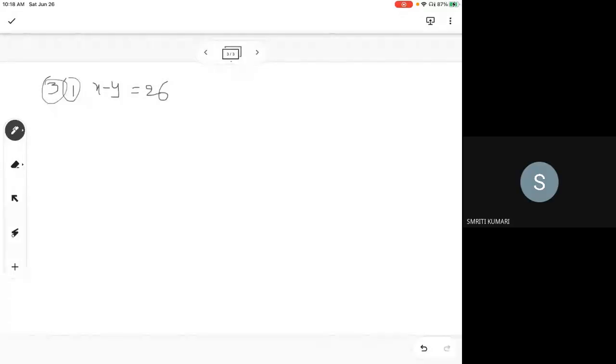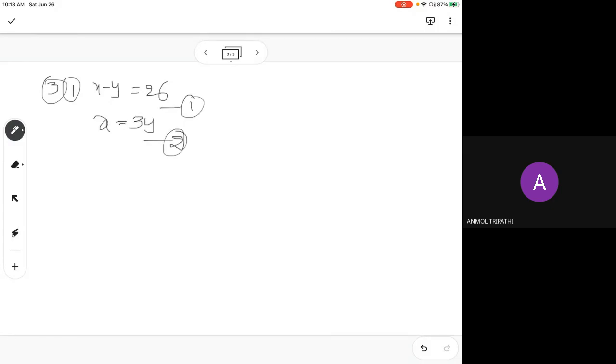So x minus y is equal to 26, and another situation is, according to the given situation, one number is 3 times the other number. From this first equation, you can say that x is the larger number, so that is 3 times the other number. So you can write here x is equal to 3y as the second equation.